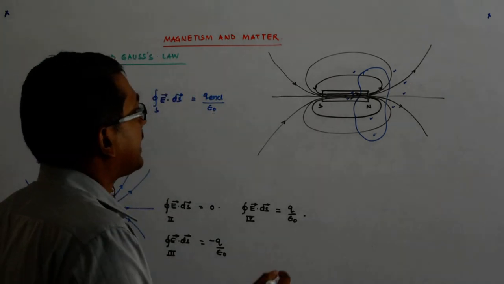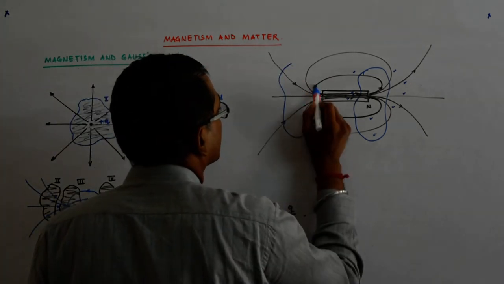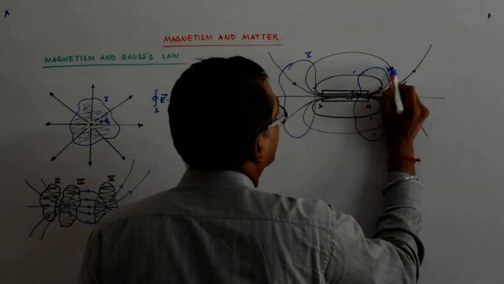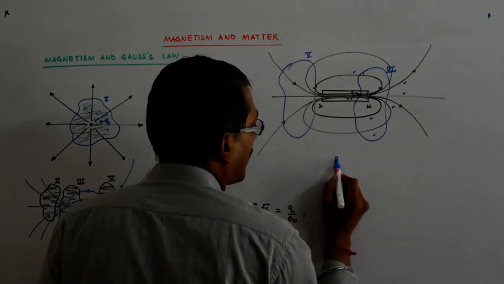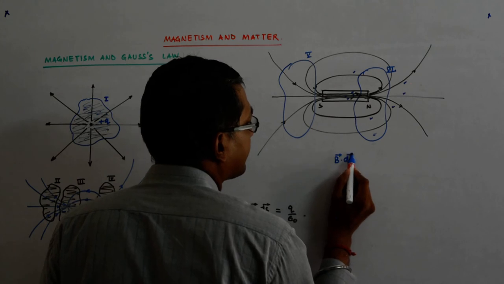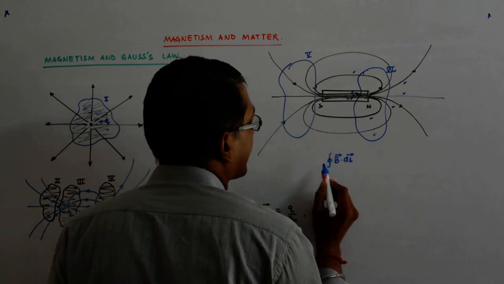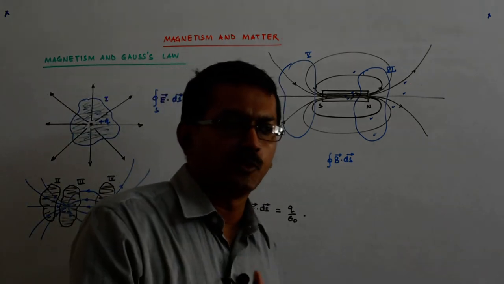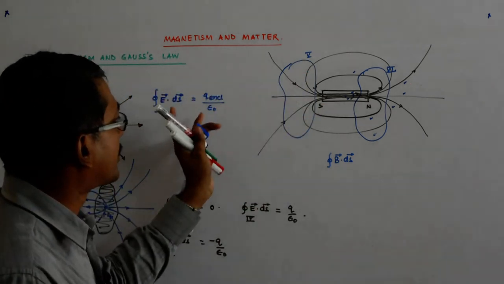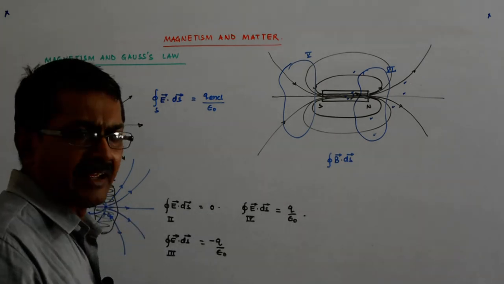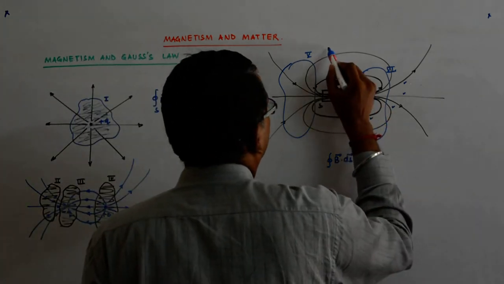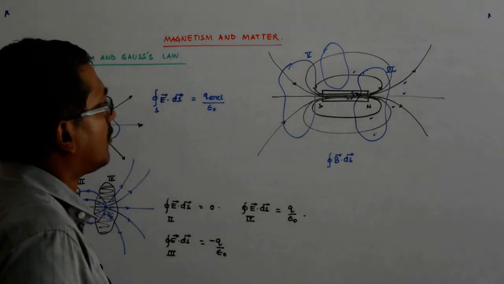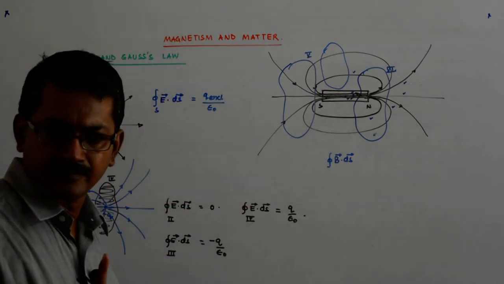And you draw it anywhere. So let it be fifth. Let this be sixth. So what should be B dot ds if there is no net entry and you just draw it anywhere? I'm not saying on this pole or that pole or outside or inside, wherever you try to draw, say here, what happens? Whatever is entering is leaving.